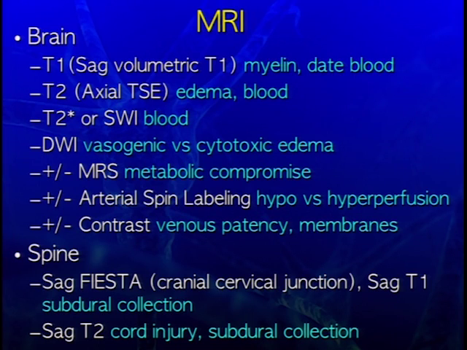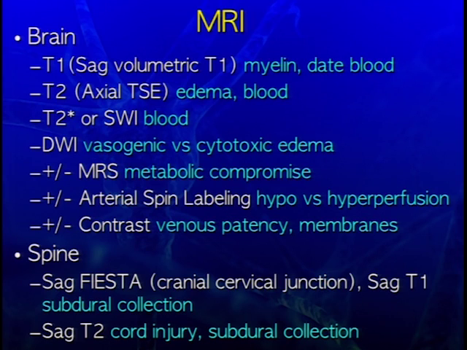MRS can be helpful to look for metabolic compromise. ASL is something we've been testing out. It's now available on GE and also on Siemens, so at least you can get an idea whether there's abnormal perfusion. And contrast may be helpful to look at venous patency and membranes, as Gary mentioned, for the membranes.